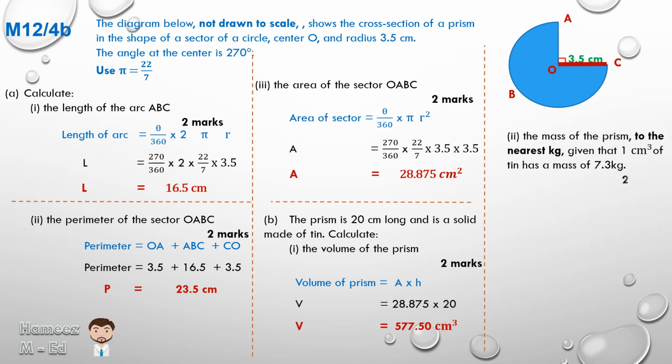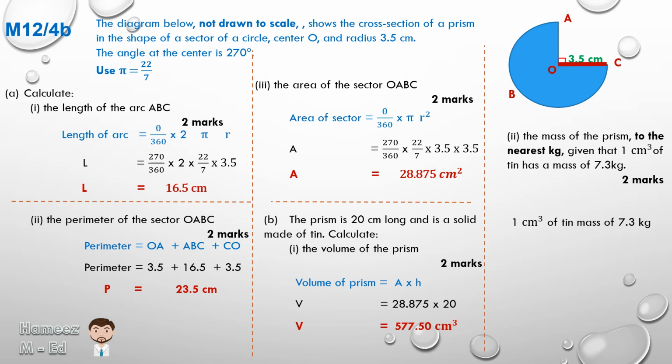B, part 2. Last part of the question. The mass of the prism to the nearest kilogram is what we need to calculate, given that 1 cm cubed of tin has a mass of 7.3 kilograms. So we can consider it like a ratio. 1 cm cubed of tin has a mass of 7.3 kilograms. So what will 577.5 cm cubed give us?